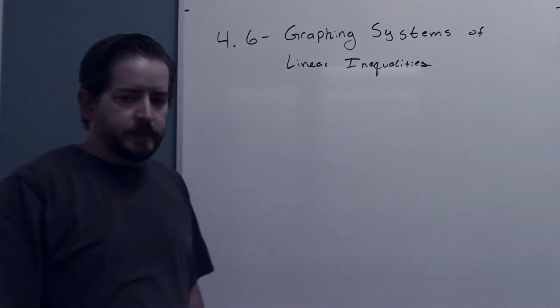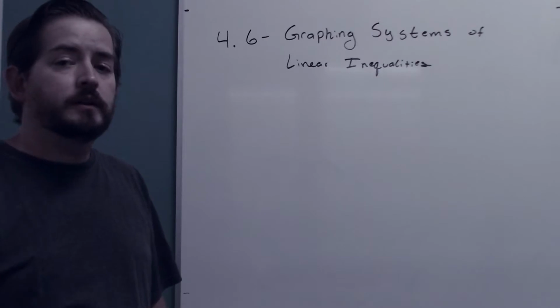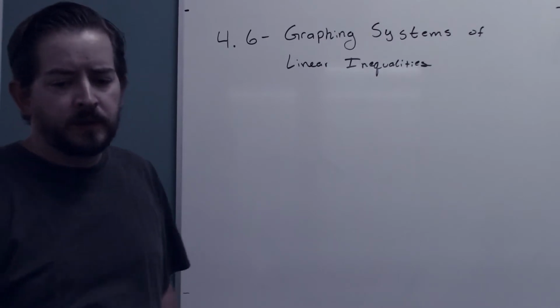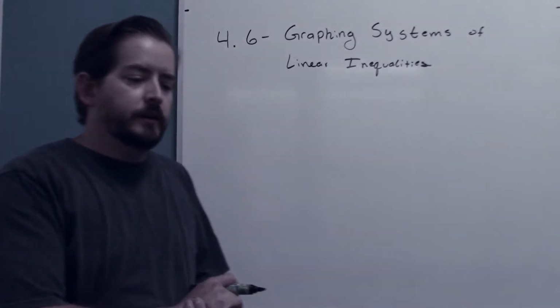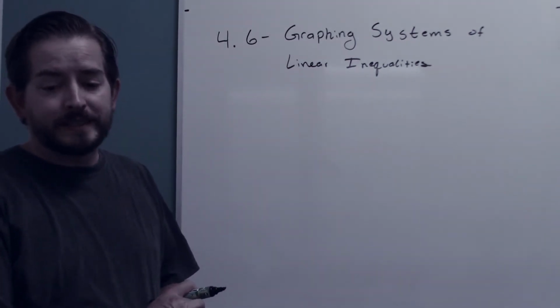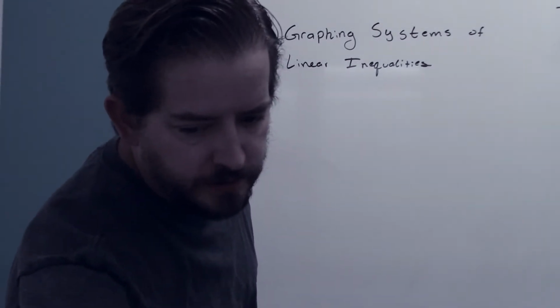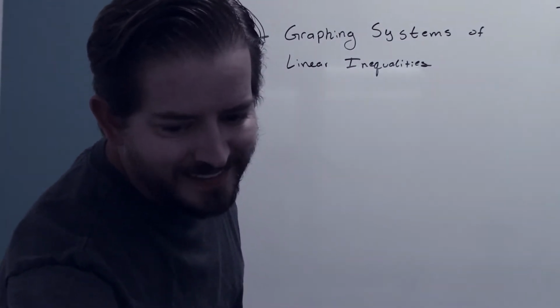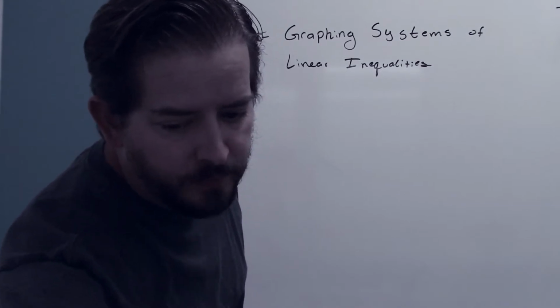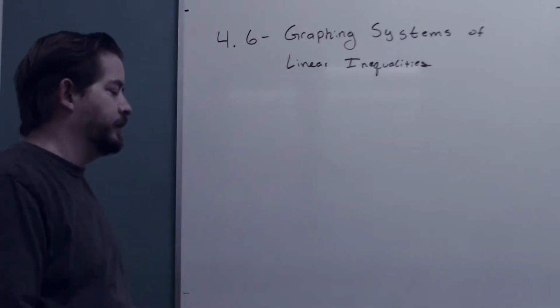All right, this is section 4.6, which is graphing systems of linear inequalities in two variables. So recall that we graphed linear inequalities of two variables at the end of chapter 3. So that was section 3.7. And we're going to do it now with a system of inequalities.